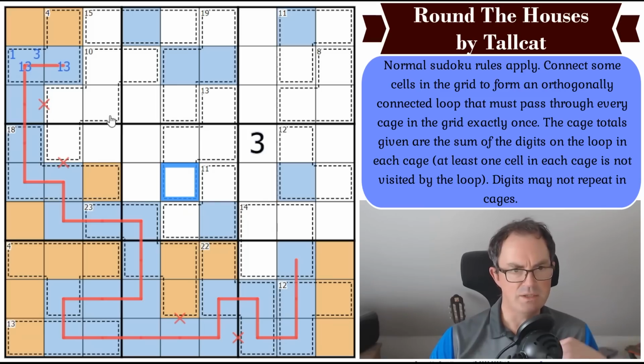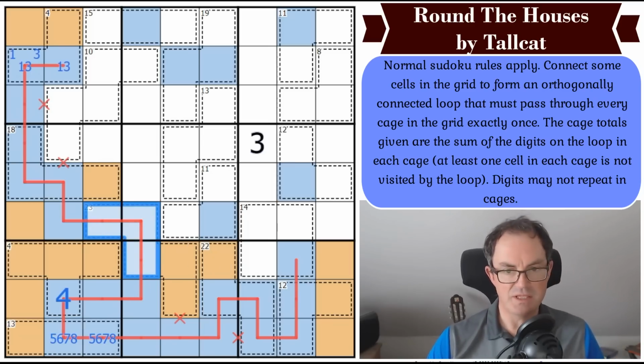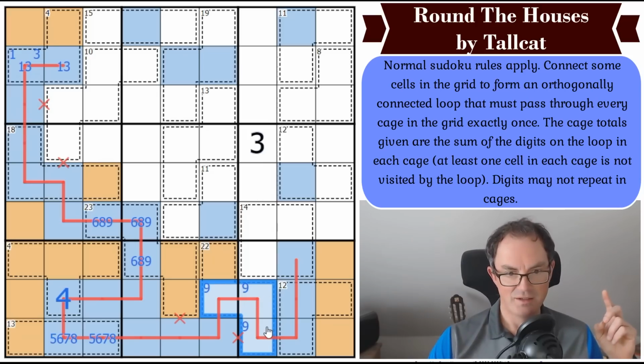And okay, so therefore what do we know? We've got a digit. That's got to be a 4 in this cage. It's the only blue cell. These add up to 13, so they're not 4, 9. That's either 5, 8 or 6, 7. This is 3 cells that add up to 23. Using different digits, that must be 6, 8, 9. This is 3 cells adding up to 22, so that needs to have a 9 in it. These 3 cells add up to 18.